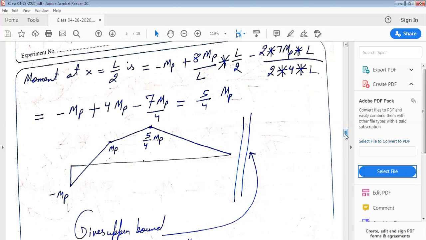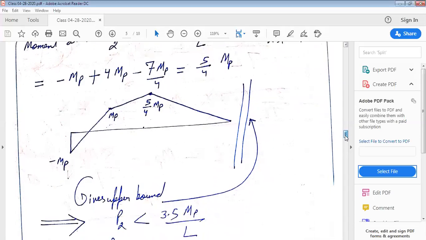So again, this solution is not the exact solution, but it does give us a good estimate. It gives us an upper bound again. So the plastic limit load calculated using this collapse mechanism would be more than the plastic limit load.